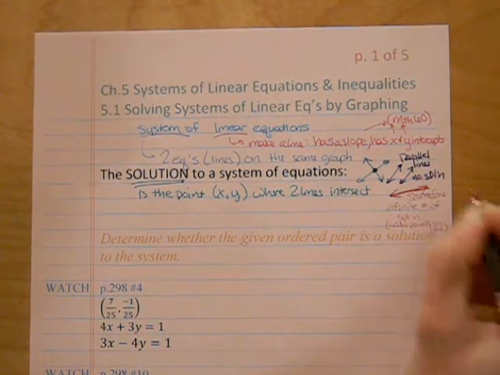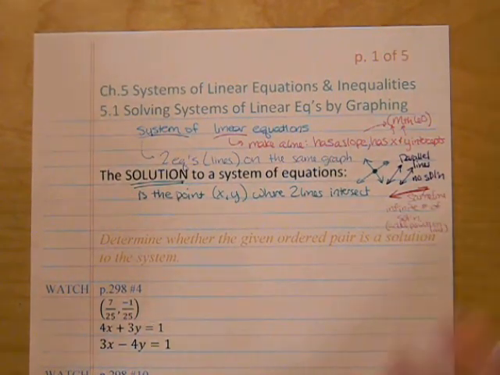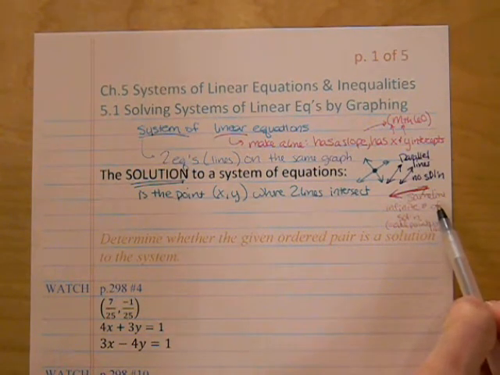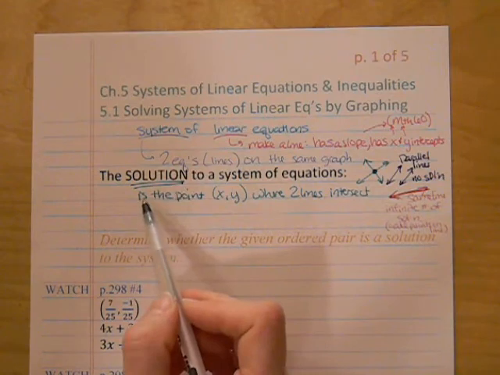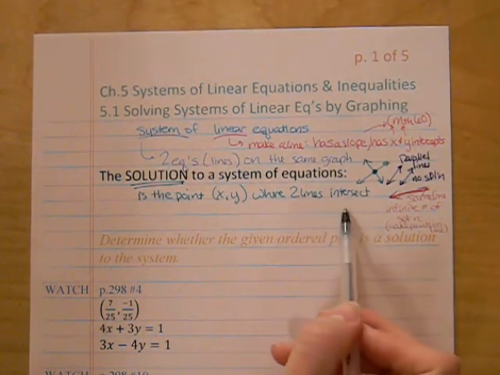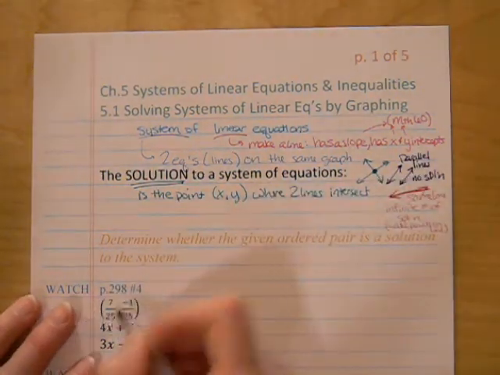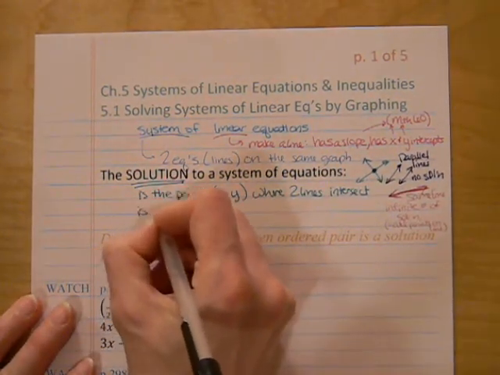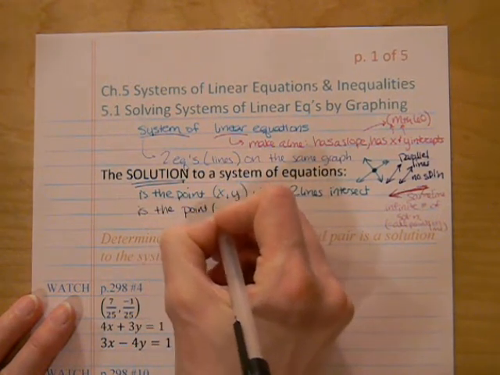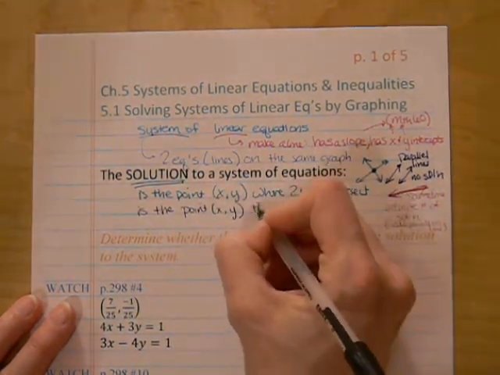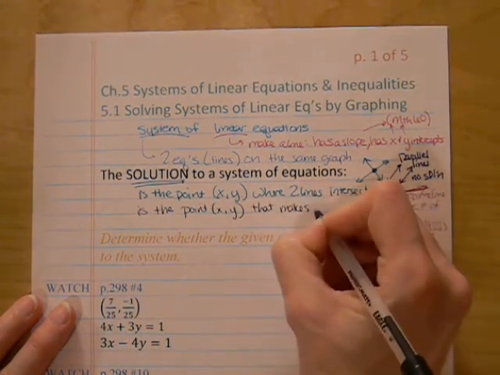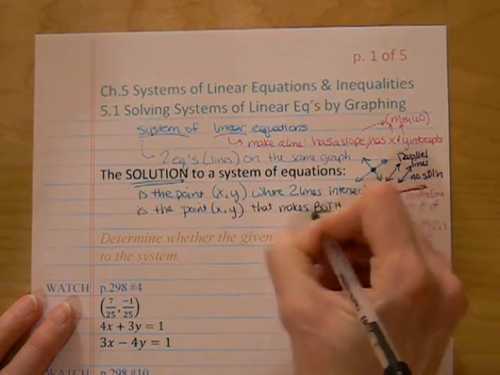And we'll look at that option in just a little bit, what will happen mathematically if we have no solution or an infinite number of solutions. But let's look again at what it means to be a solution to a system. It's the point x, y, where the two lines intersect. In terms of the algebra, the solution is the point x, y, that makes both equations true, or works in both equations.